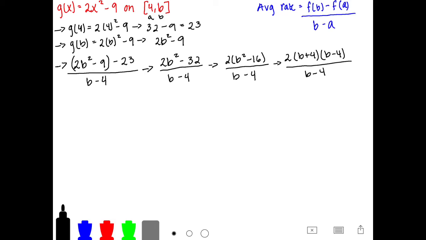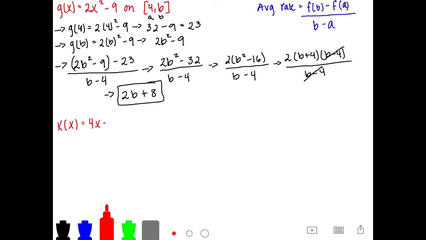And now you can cancel out the b minus 4s since we're multiplying and the numerator isn't being added or subtracted. And now you're left with 2b plus 8. Or it can be 2 times b plus 4, but whatever. For our next problem, we have k of x equals 4x minus 2 on 3, 3 plus h.